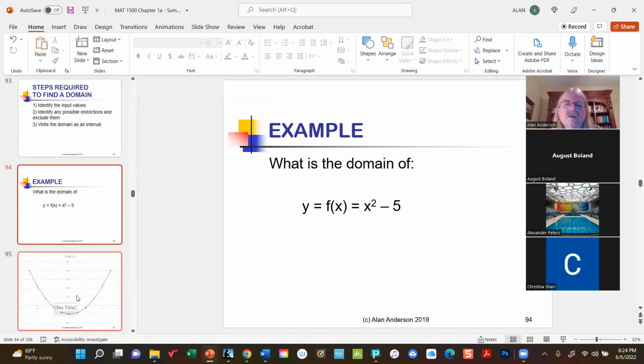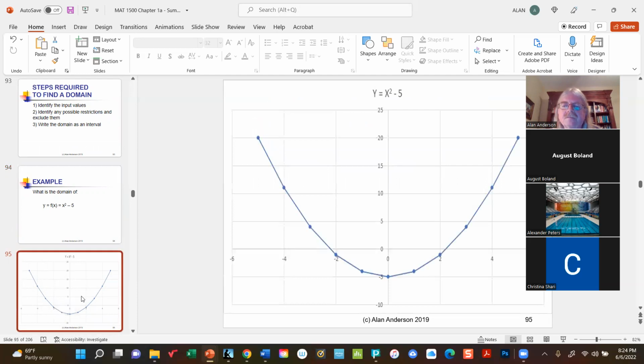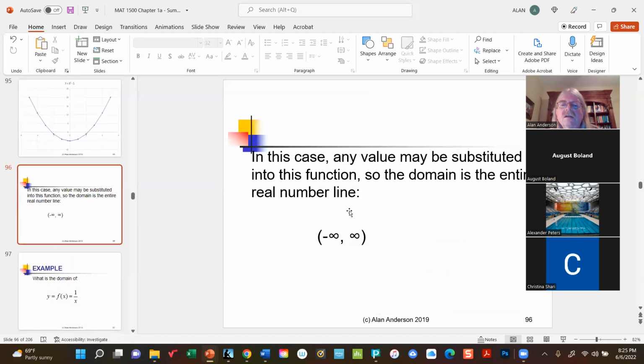If you look at this graph now, on the horizontal axis, there is no value of x which causes this function to be undefined. In other words, you don't see any asymptotes here. So that tells us that the domain is all the real numbers. The entire real number line is permissible in this function. So we're going to write that with the following notation.